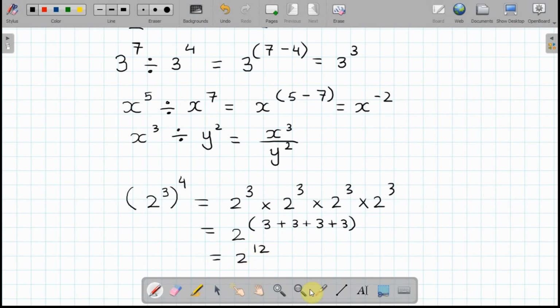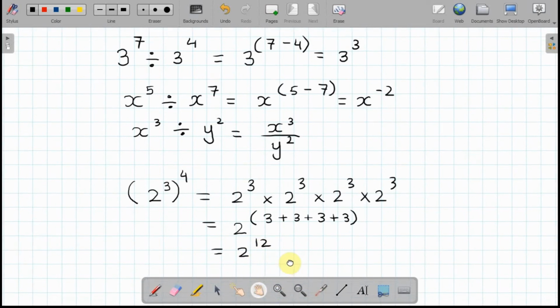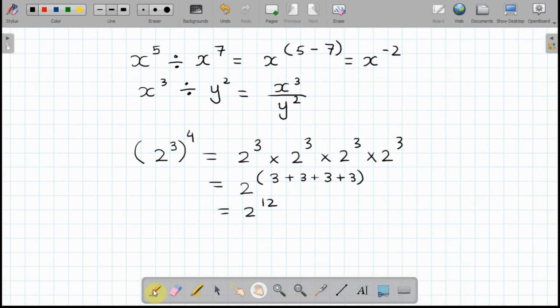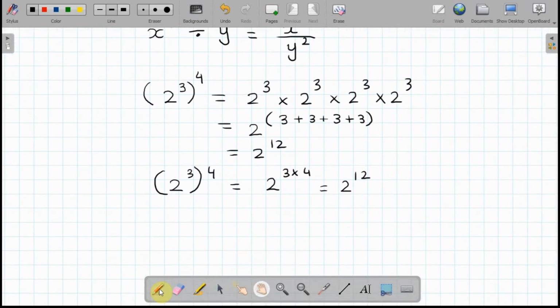Once this is done, you look at this, 2 to the power 12. That's a long working out. So there's a quicker way. 2 to the power 3 to the power 4. Here I would just multiply the powers because there's 4 lots of 2 cubed. So I can just multiply it to give you 2 to the power 12. Okay, let's look at another example.